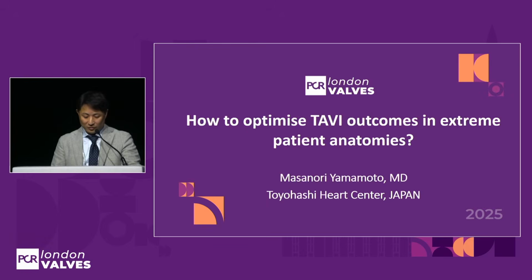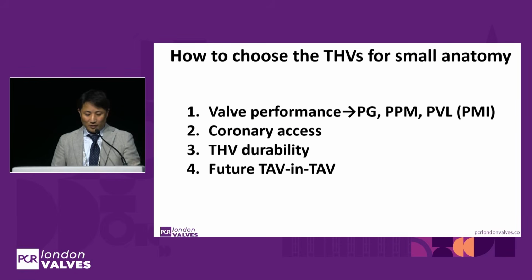Sure, great. So maybe I would like to ask Masa to continue your presentation. How you treat the patient. Okay, thank you. So the calcium volume is moderate, is 1,500. Okay, very standard calcium proliferation. So how to choose a THV for small anatomies?